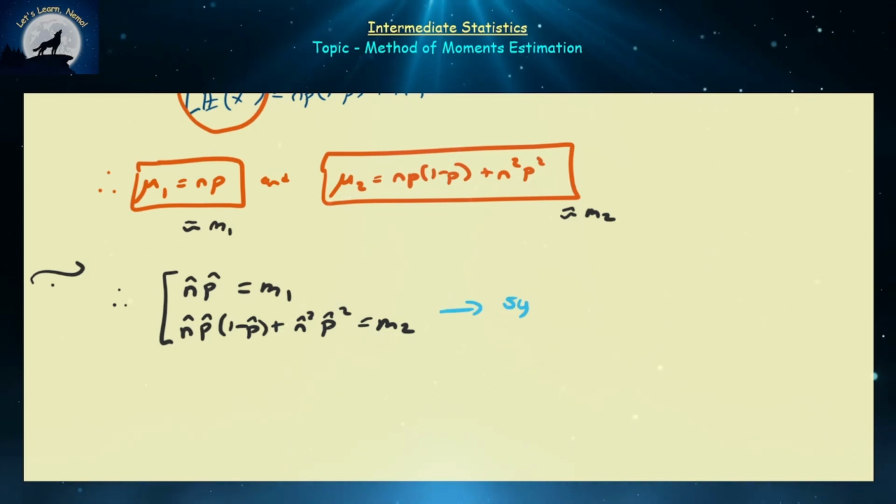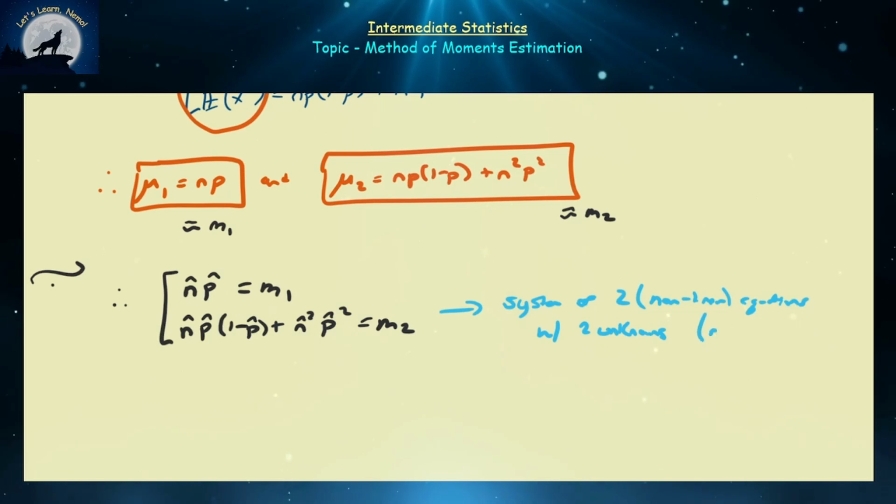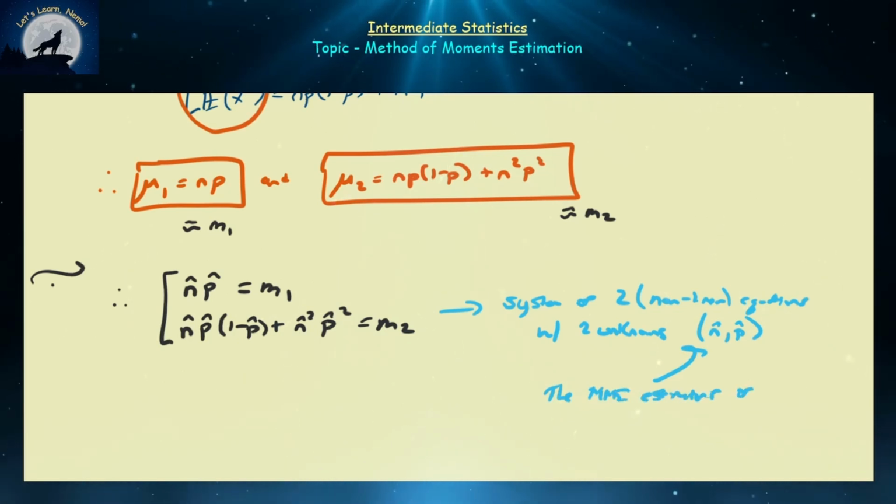So what we have here is a system of two nonlinear equations, but generally speaking they could be linear, with two unknowns, in particular n hat and p hat. And what are this n hat and p hat? These are the MME estimators of n and p, which we're aiming for.